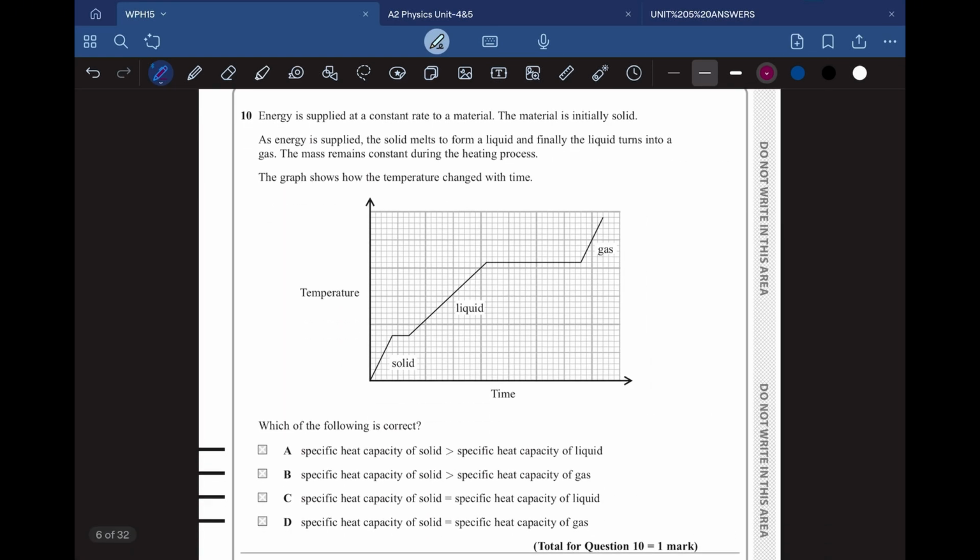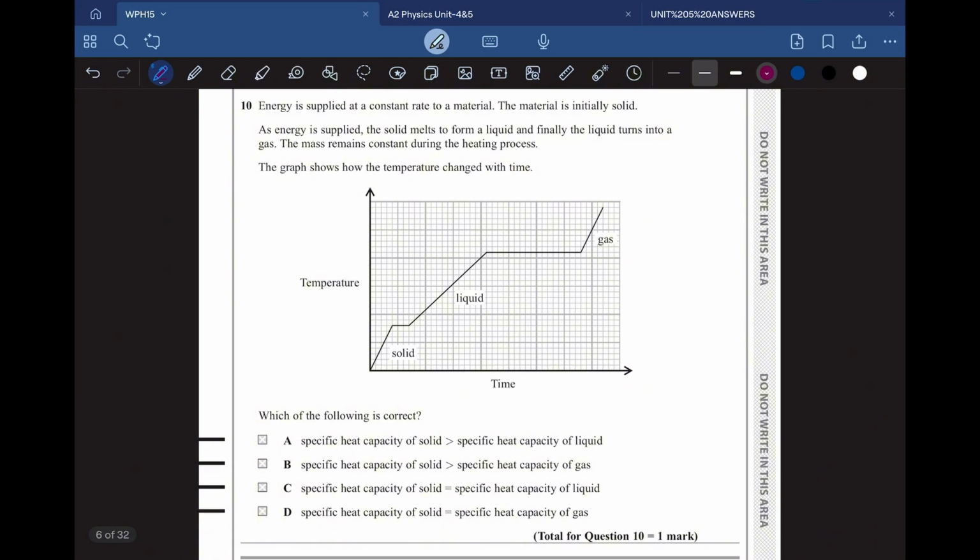Now moving on to the next question, it is a tricky one. It says energy is supplied at a constant rate to a material. All right, that's great to know. The material is initially solid. As energy is supplied, the solid melts to form a liquid, and finally the liquid turns into a gas. The mass remains constant during the heating process. So basically they have said the mass is remaining constant.